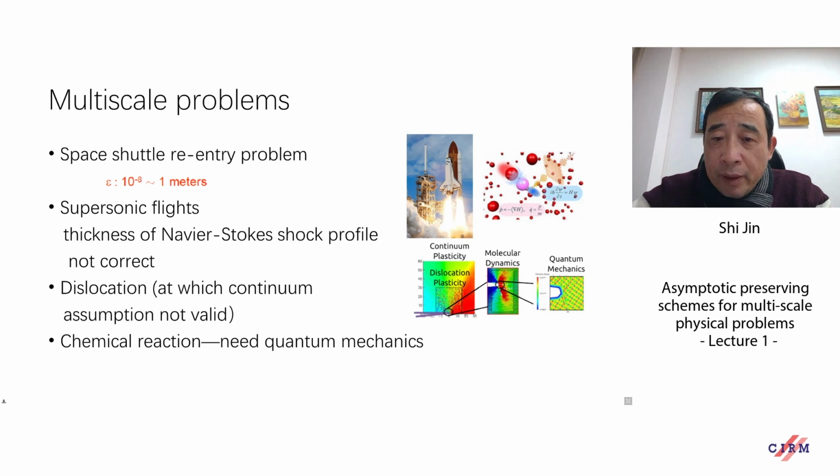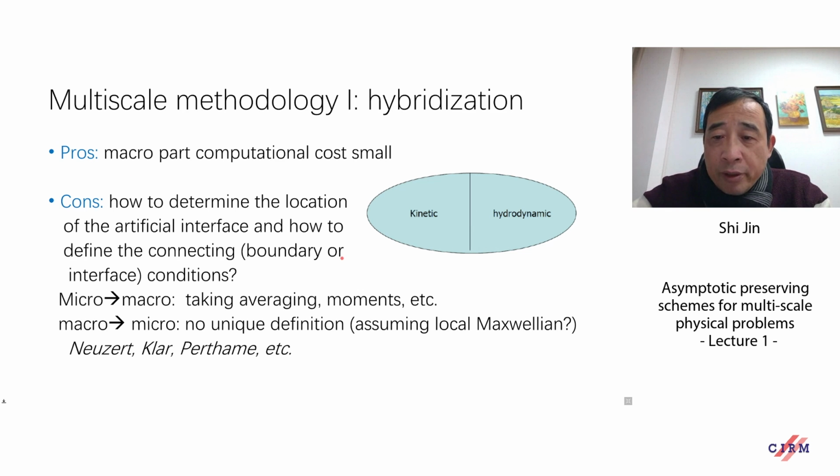problem. Of course, you can solve a Schrodinger equation. That's the end of it, right? We don't need a multiscale simulation. The question is that microscopic simulation is simply too expensive to do. That's why we need to combine microscopic with macroscopic simulation. That's called a multiscale simulation. Okay.